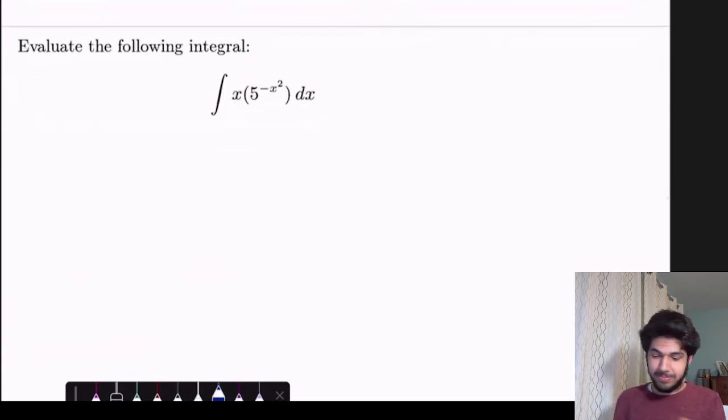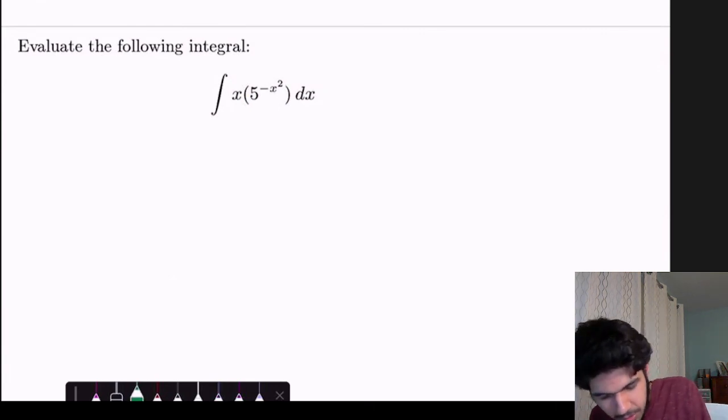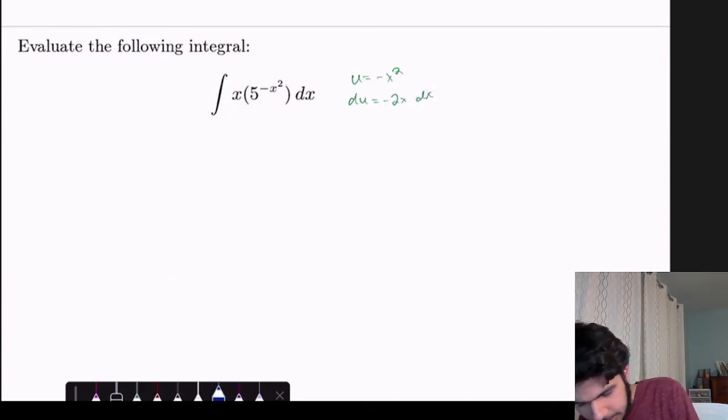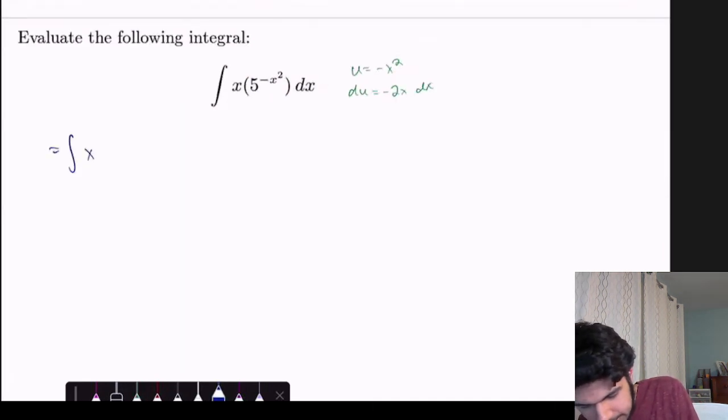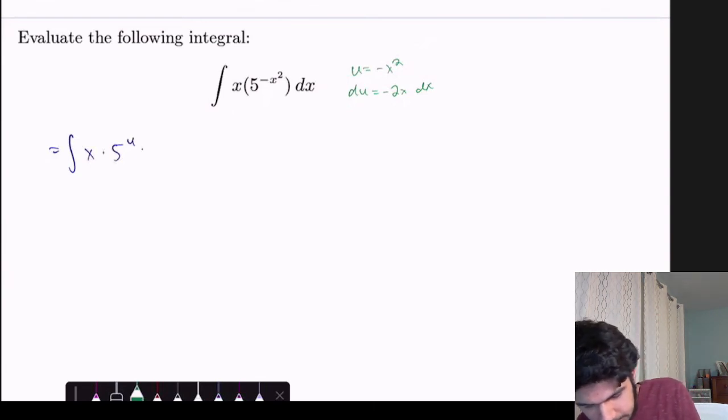How about this one? Well, if this was 5 to the u, maybe we could handle that a little bit better. But since it's not, we can't yet, unless we do some u substitution. So why don't we try doing that? We'll let u equal negative x squared, du equals negative 2x dx. And our integral becomes the integral of x times 5 to the u. dx is now equal to du over negative 2x.